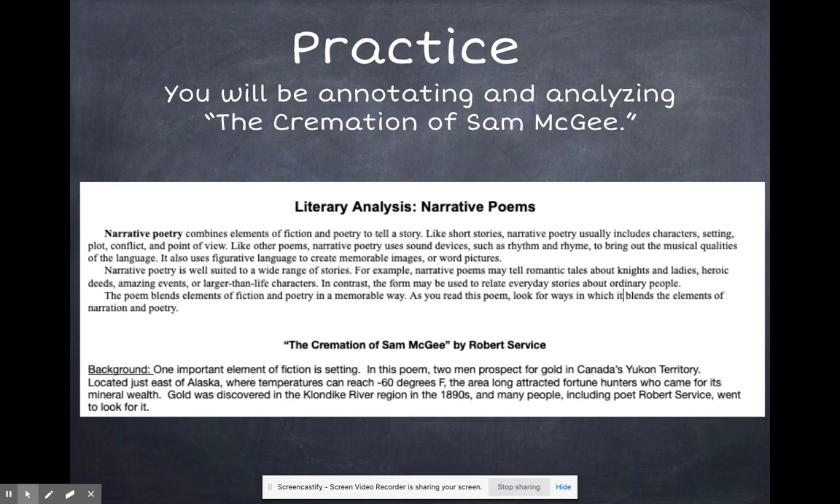Okay, so some background before you read the poem, because it is a little bit of a longer poem and there are some things that might be confusing if you don't have background. It says one important element of fiction is setting.